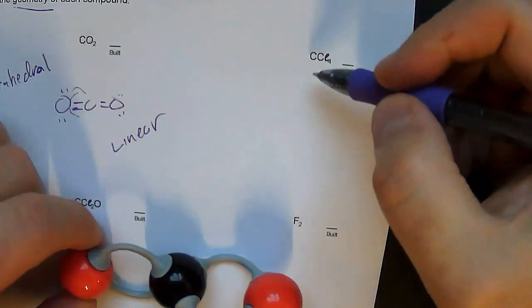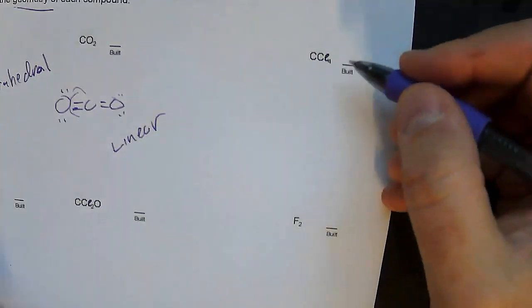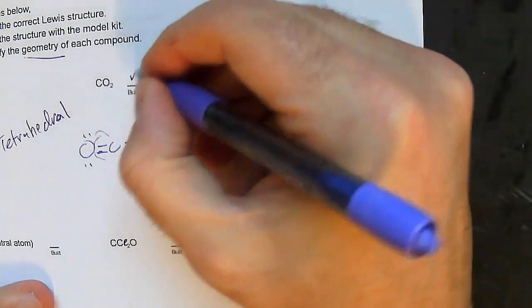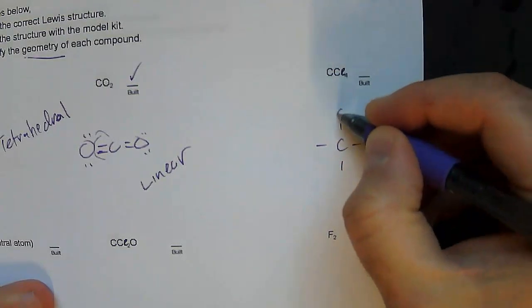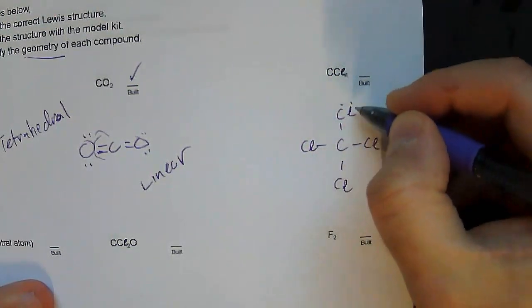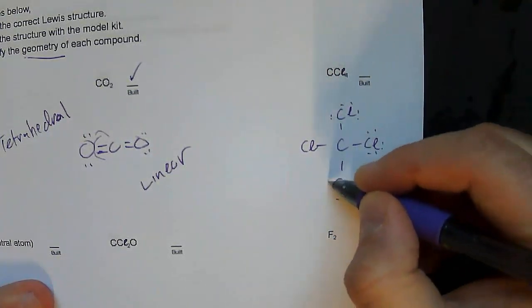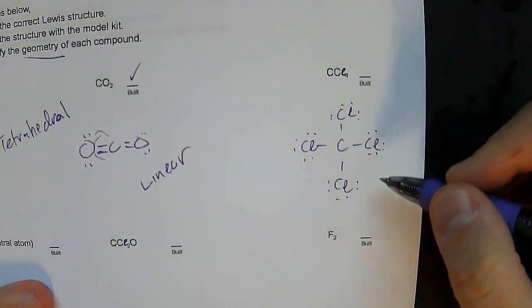Okay, let me come over here to CCl4. So CCl4, I built this. CCl4 looks like this with all these chlorines around it, and each of these chlorines has 6 valence electrons plus the bond, adding up to 8 around each one.